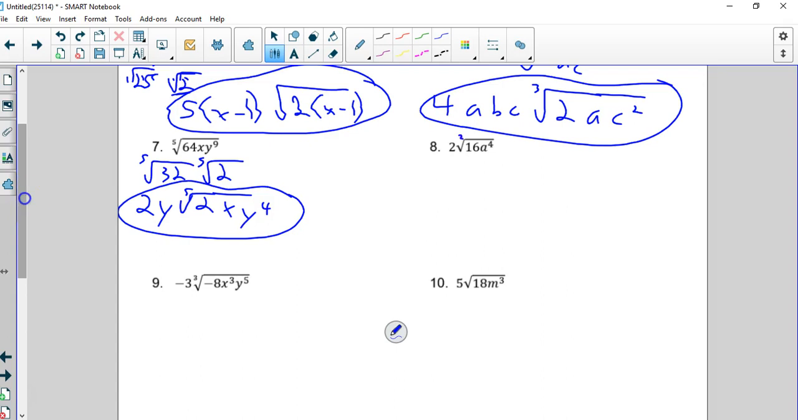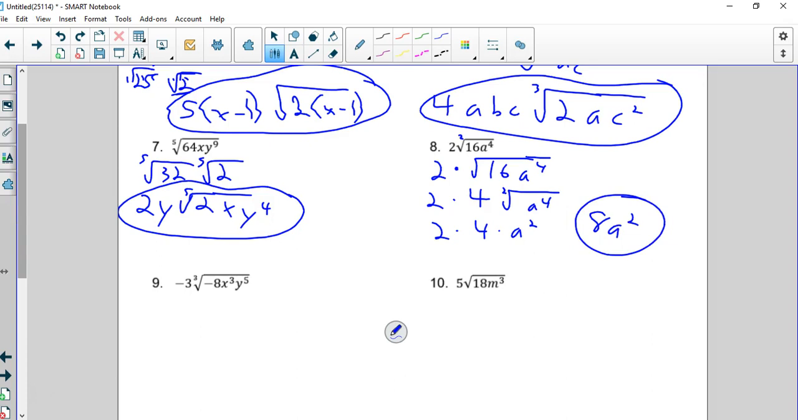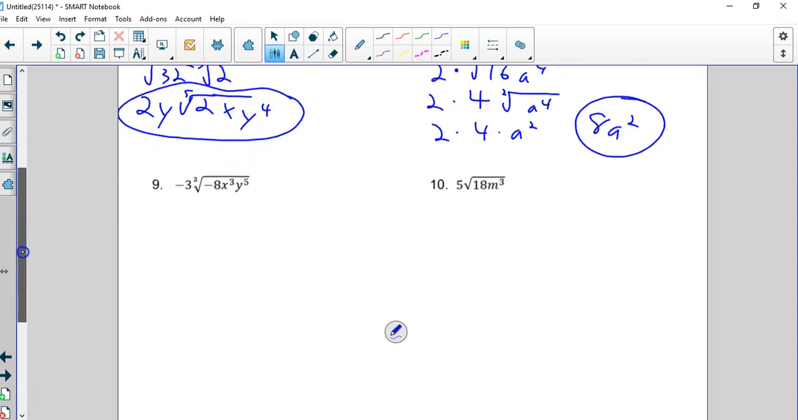Okay, remember, this is square root. Well, the square root of 16 is 4. But what do we do? Because we already have a 2 out there. Remember, this is 2 times the square root of 16, a to the 4th. Alright? So what's the square root of 16? 4. So that's 2 times 4, a to the 4th. Well, remember, this is a 2. How many times does 2 go into 4? 2 times. That's 2 times 4 times a squared, which simplifies, obviously, to just 8a squared. And you do not have to write out all those steps, just showing you for teaching purposes.